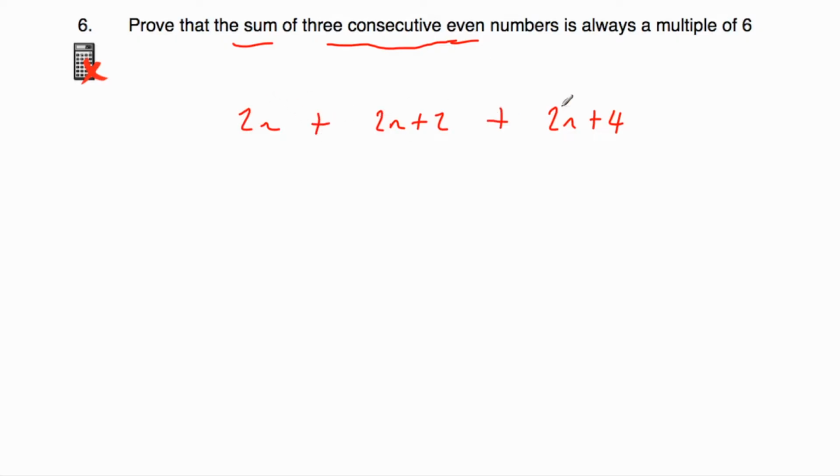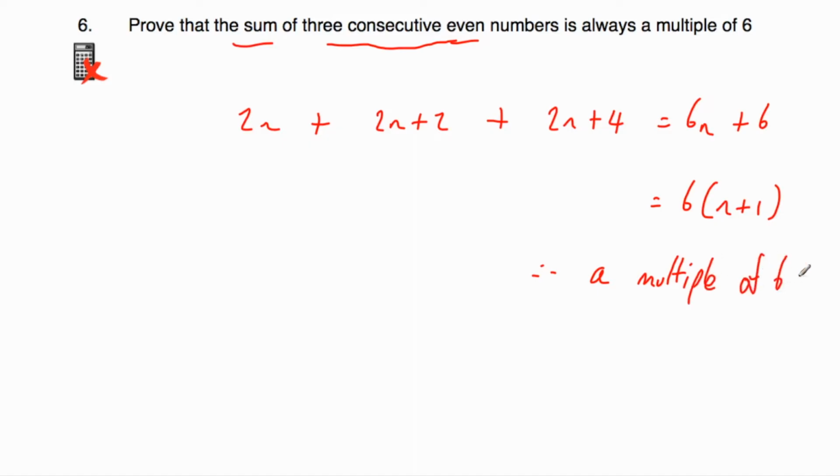2n plus 2n plus 2n, that's 6n. And then we've got 2 plus 4, that's plus 6. So we've got 6n plus 6. And we want to show that's always a multiple of 6. That's quite nice. If we take 6 out as a factor, we get 6 bracket n plus 1. And because it's 6 times something, it's a multiple of 6. So let's write that down. Therefore, a multiple of 6. And that's it.